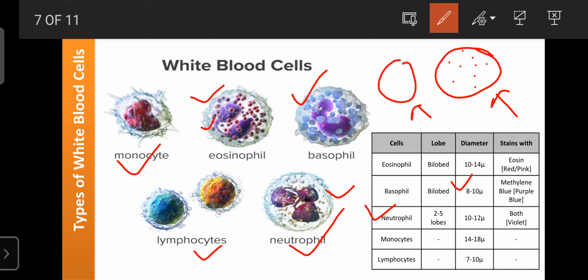Monocytes and lymphocytes do not have lobes, but a nucleus is present in both. The average diameter of monocytes is 14 to 18 microns, and of lymphocytes is 7 to 10 microns. So the WBCs are mainly classified into two types, granulocytes and agranulocytes, based on the presence of granules in their cytoplasm.